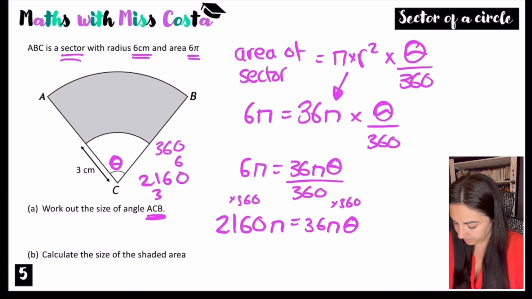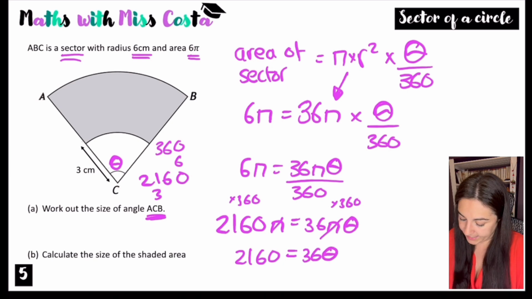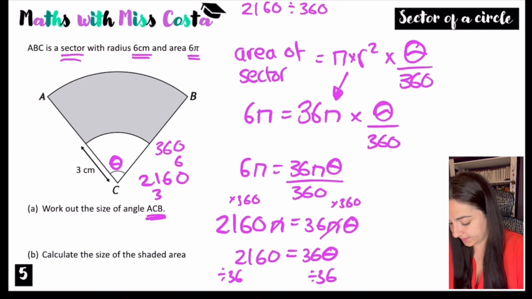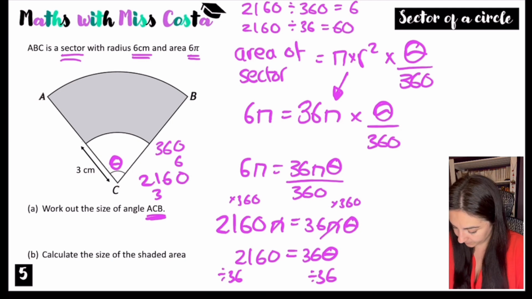Now what could I do? Well, I could divide both sides by pi. So 2,160 is equivalent to 36 lots of theta. And then I could divide both sides by 36. So 2,160 divided by 36. Well, I know that 2,160 divided by 360 is 6. So 2,160 divided by 36 would be 60.